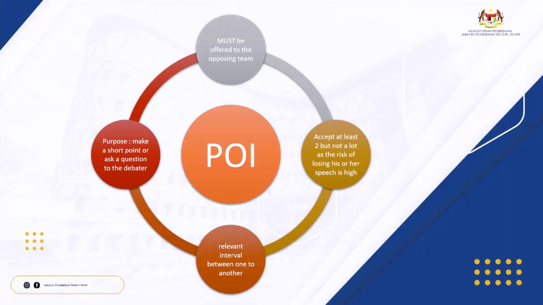Alright, and the last part, this is about point of information, or POI in short. Alright, first, it must be offered to the opposing team. It is a must. Alright, how many? At least 2 to 4. And the opposing team must accept at least 2, but not a lot, because it's a high risk of losing his or her speech. And also, POI must be given in relevant interval.